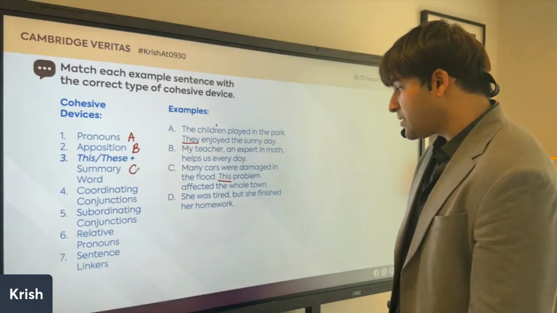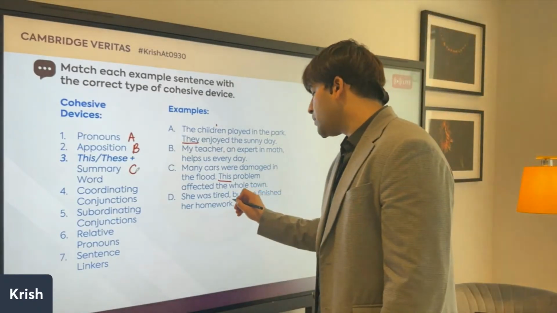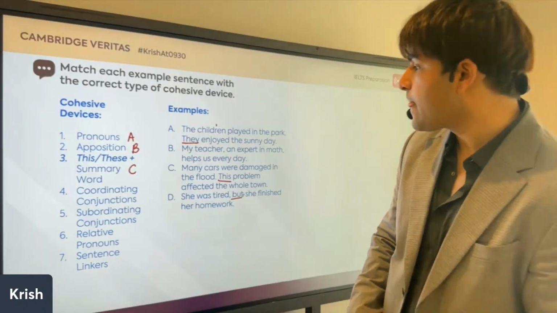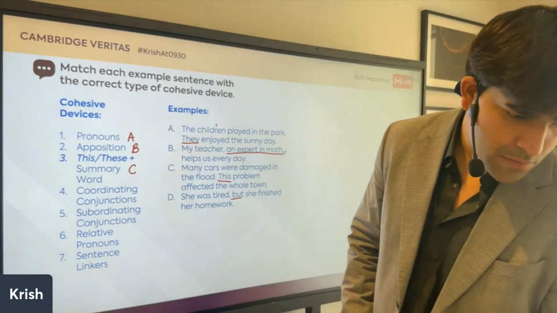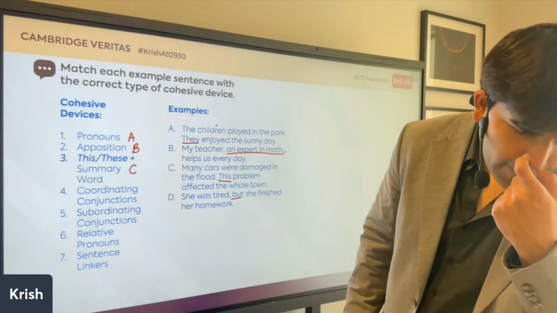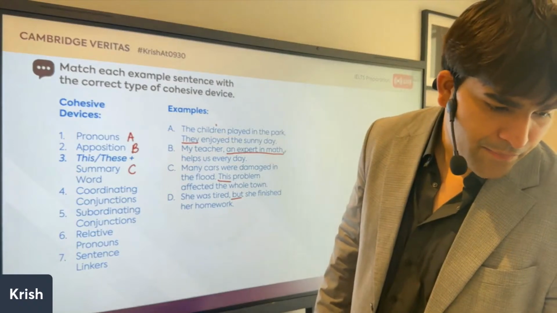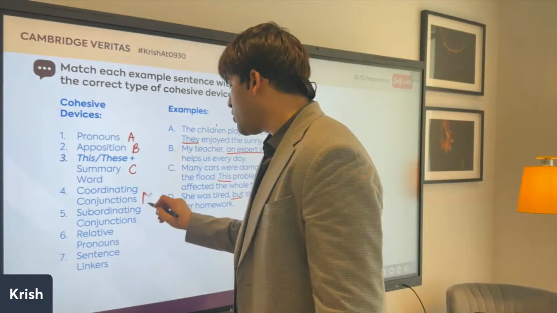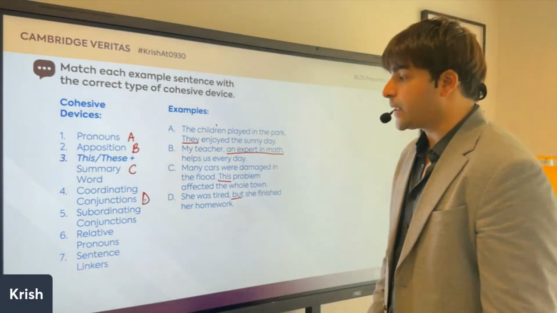D. She was tired, but she finished her homework. So, but. These words are called, thank you for your answers. Fourth is D. These words are called coordinating conjunctions. Wonderful. Superb. Thank you. Let's look at E.